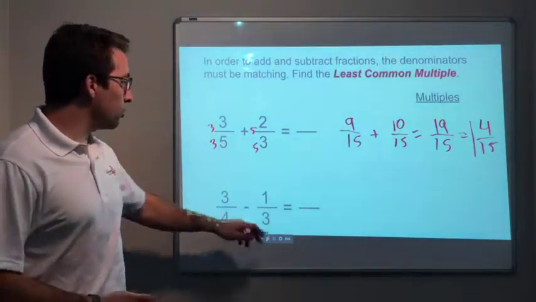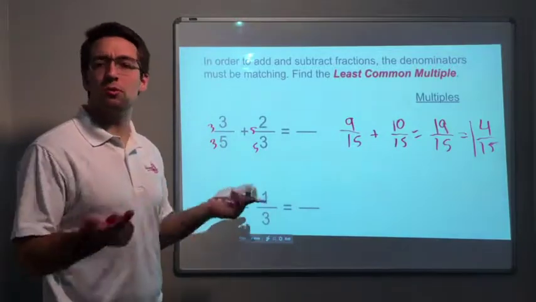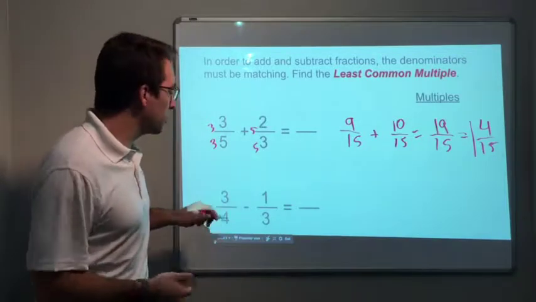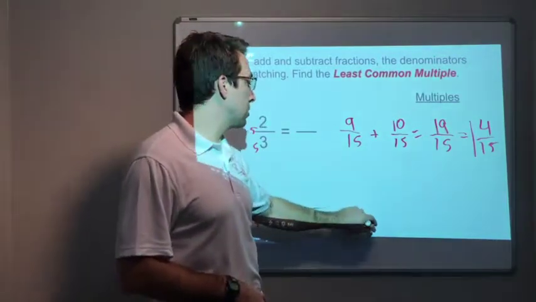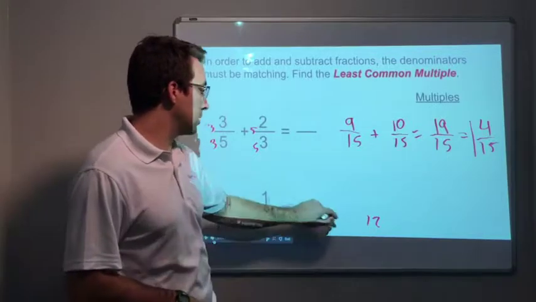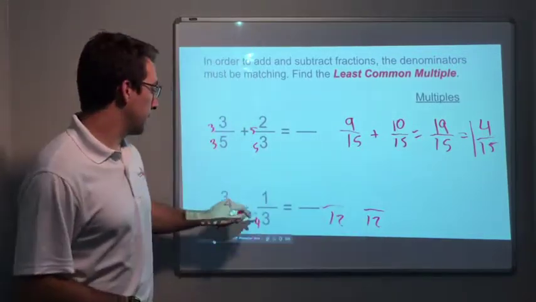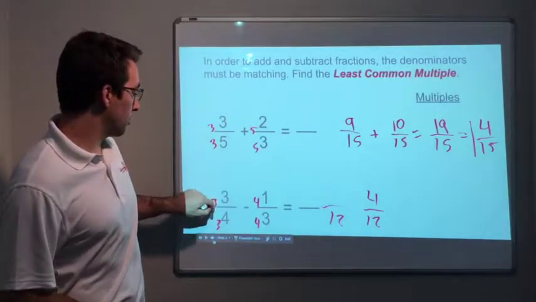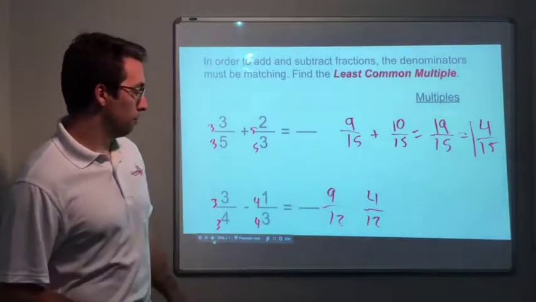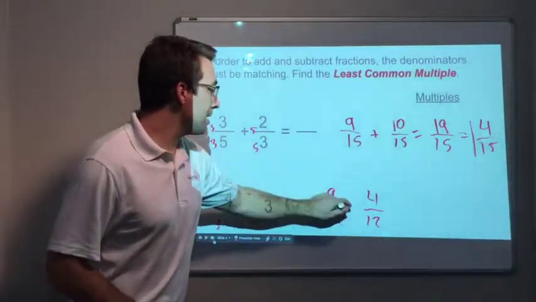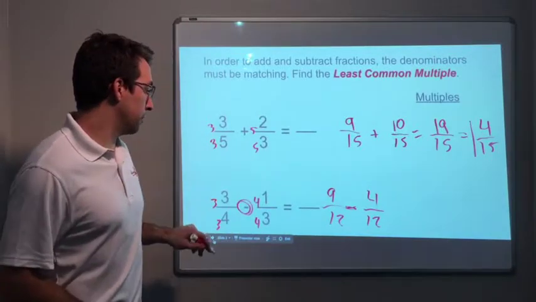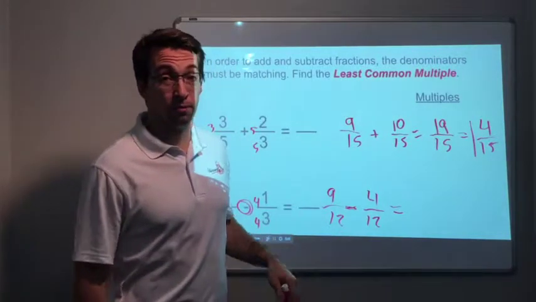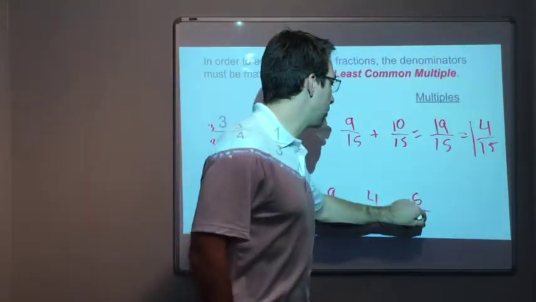All right. 4 and 3, same thing. 4 times 3 is 12, so there's a smallish common multiple. 4 times 3 is 12, and 3 times 3 is 9. Bingo. Check this out. This is subtraction: 9/12 minus 4/12. Well, what's 9 minus 4? It's 5. 5/12 is our answer.